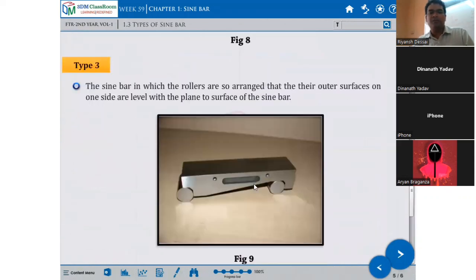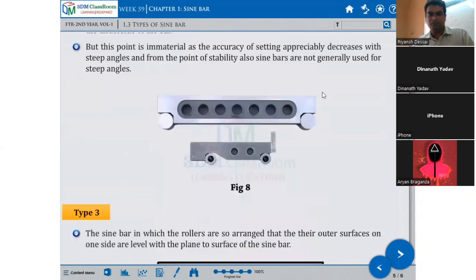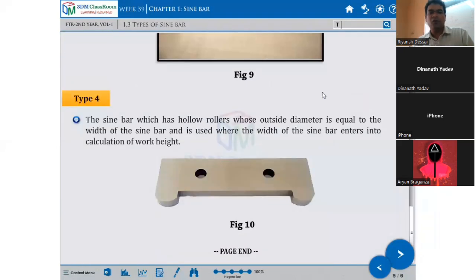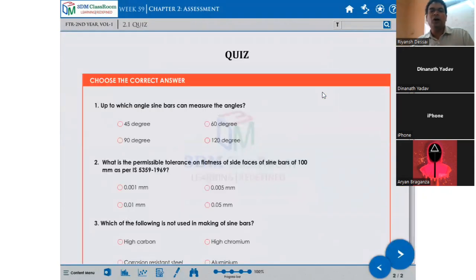Then type 3, this we don't actually have. This is a sine bar in which the rollers are so arranged that their outer surface on one side is level with the plane surface of the sine bar. Type 4 has hollow rollers. It can be any design possible, but that form has to be the same. Roller distance has to be standard, and there should be a clamping arrangement. So, is there any doubt on this sine bar topic?